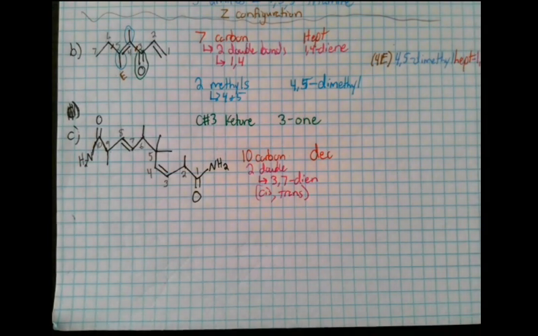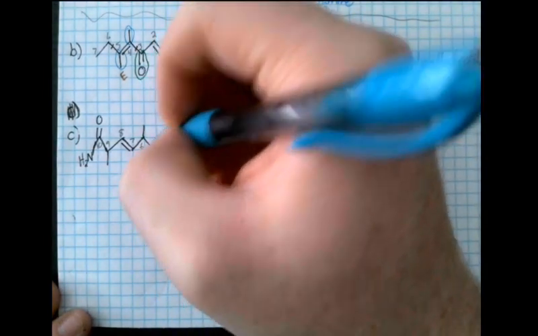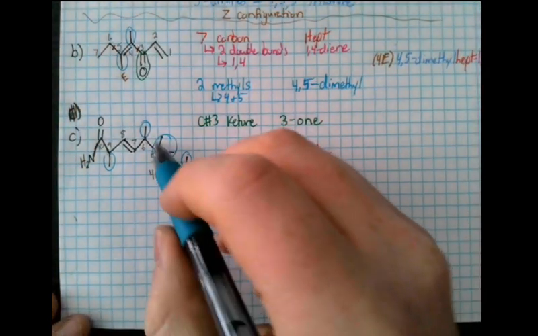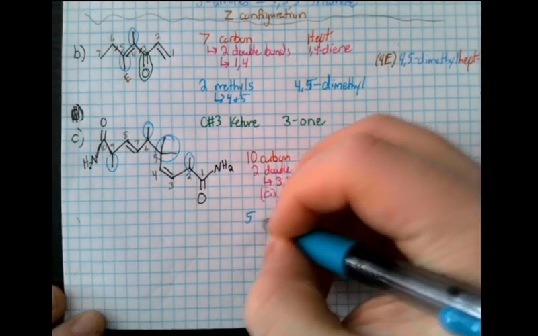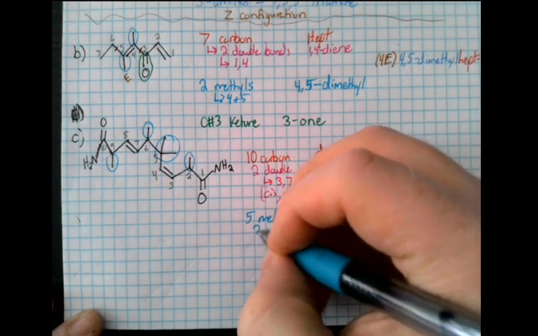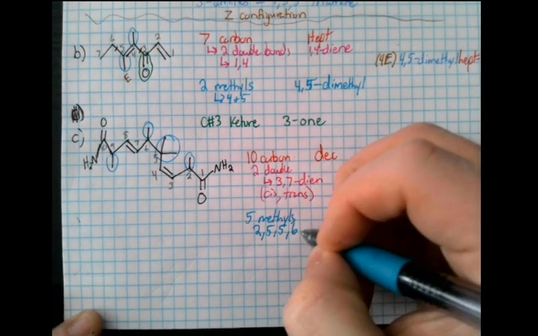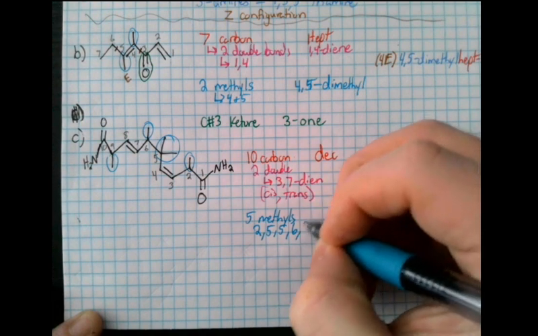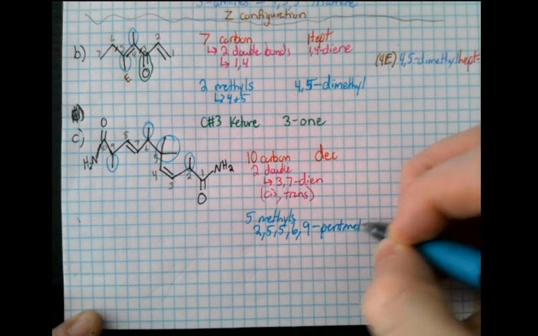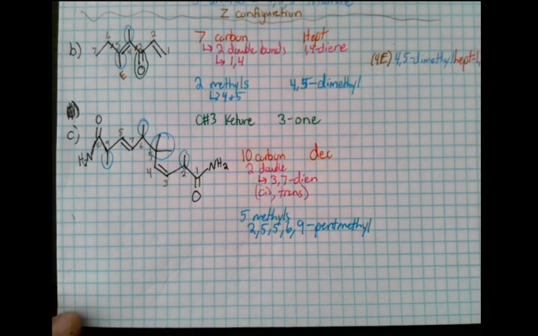Okay, now let's group together. We've got these guys, this guy, and this guy are all the same. So that's 1, 2, 3, 4, 5 methyls. That's on carbon 2, 5, a second one on 5, one on 6, and one on 9. And that'll be pentmethyl, or you could do pentamethyl. Either one I would count. So that's pentmethyl.